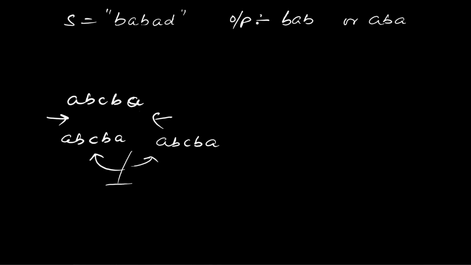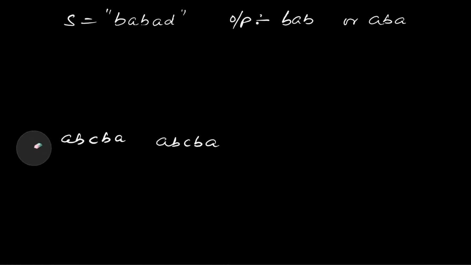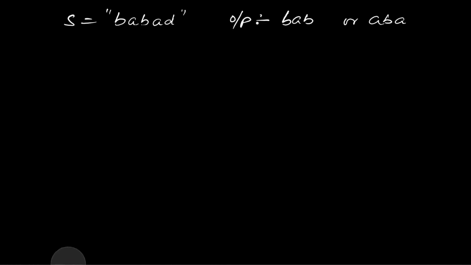So if any string is same after reading it from beginning and last, then we can say that string is a palindromic string. So now we know what is palindromic string. Now let's get into this problem. We have given a string and we have to find out the longest palindromic substring. So what are the substrings in this string?